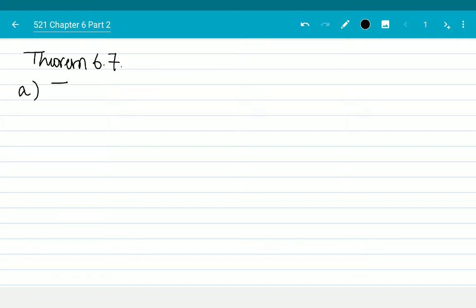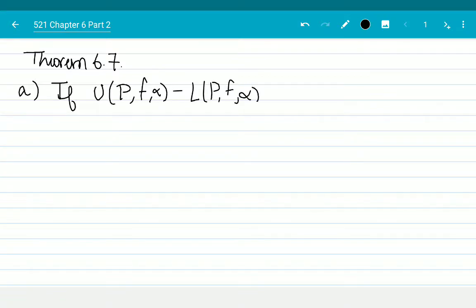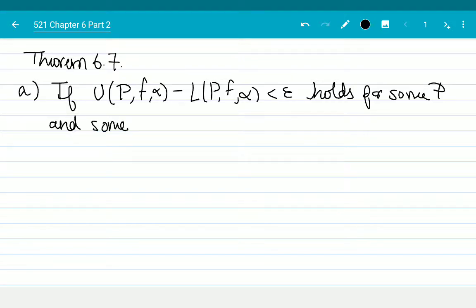A, if U(P, f, alpha) minus L(P, f, alpha) is smaller than epsilon. Is that the correct notation? Yeah. Holds for some P and some alpha, then it holds for every refinement of P with the same epsilon.